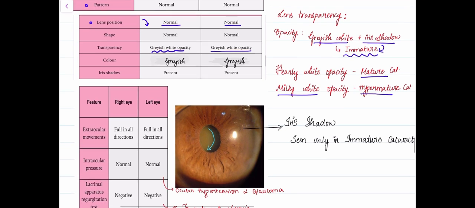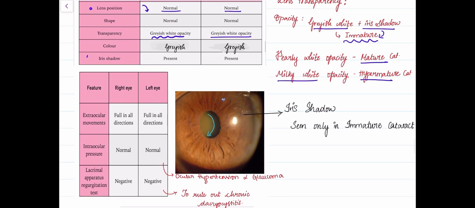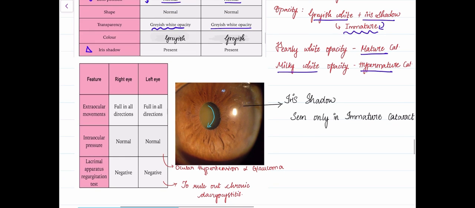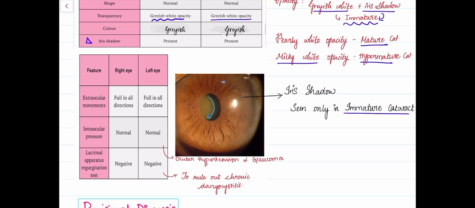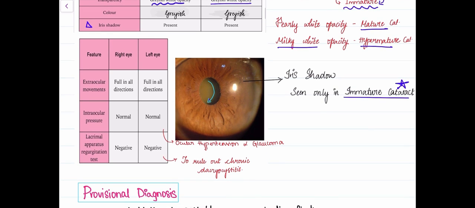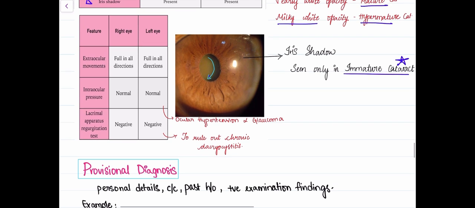So what is iris shadow? Iris shadow is again a very important diagnostic feature. So here in this picture, I've labeled this blue arrow mark, this black thing is the iris shadow, and it is only seen in immature cataract where there is partial opacification of the lens, and when the light is projected, it focuses on the opaque structure. So iris shadow is only seen in immature cataract, and that is important to note. It's a diagnostic feature.